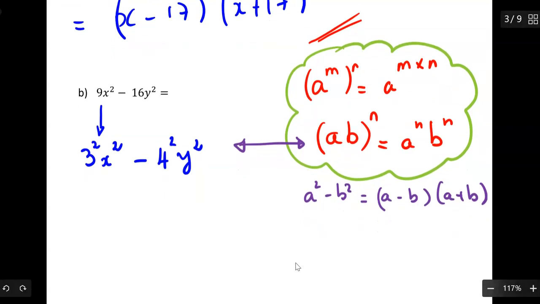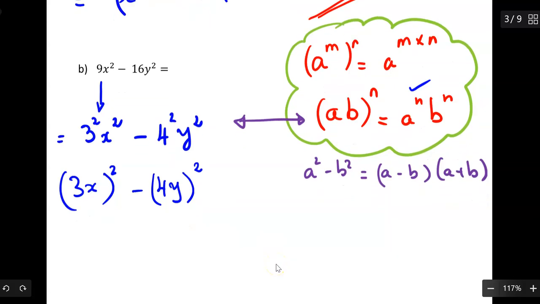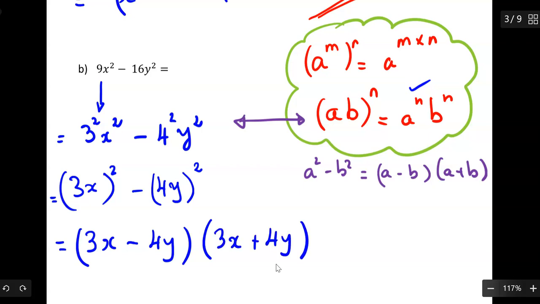So in this case, now I can write this as 3x in the bracket, all of it squared, because I apply these formulas. Now I will write 4y, all of it to the exponent of square. So now you see you identify your a and you identify your b. So a would be 3x, b would be 4y. Now I will write this as a minus b multiplied by a plus b. So in this case, I should have 3x minus 4y in the bracket multiplied by 3x plus 4y. So we complete this question. And be careful, we need to review the formula for the exponents, and remember this exponent right here.